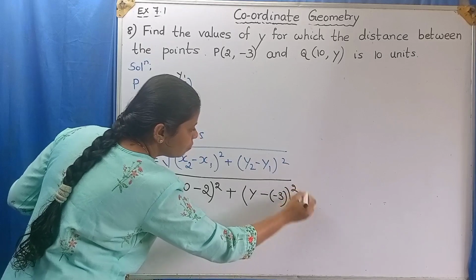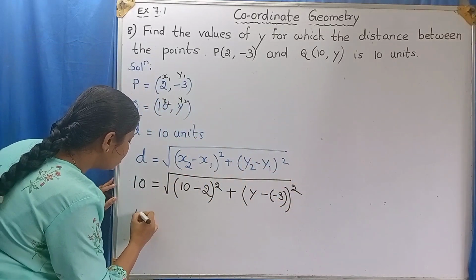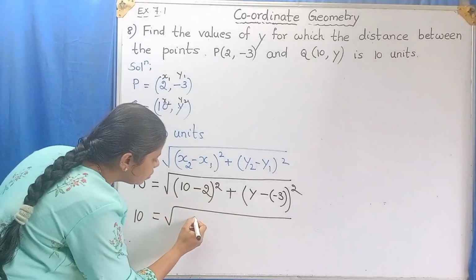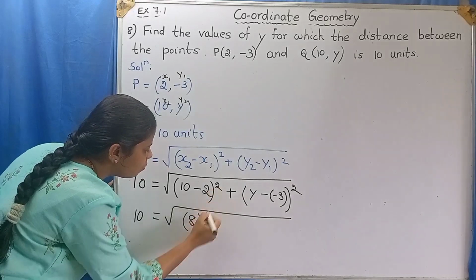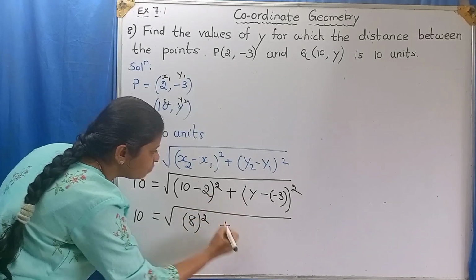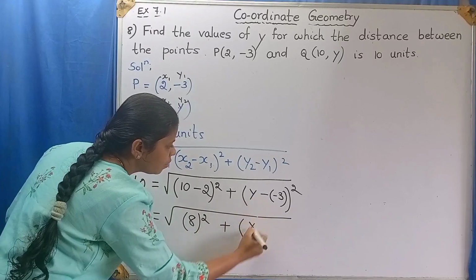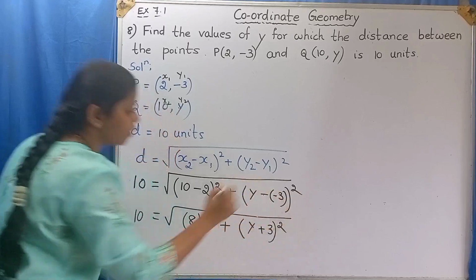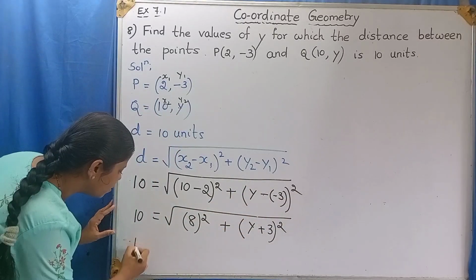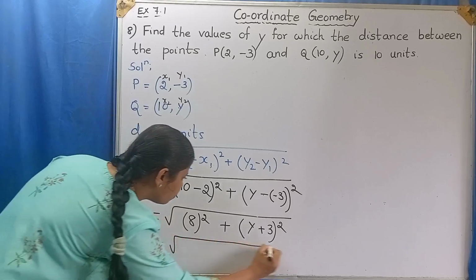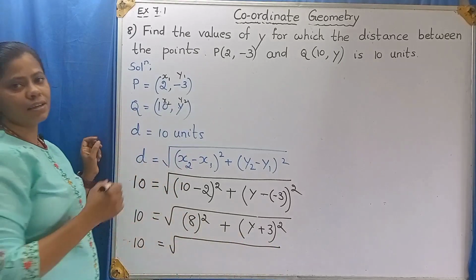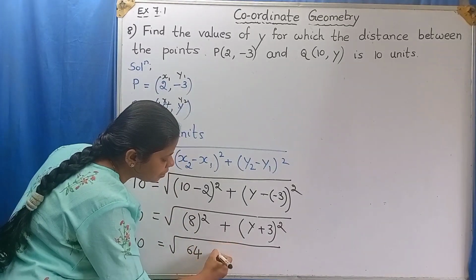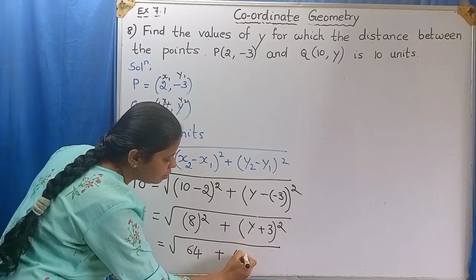Whole square. 10 is equal to the square root of, 10 minus 2 is what? 8. 8 the whole square, plus y, minus into minus is what? Plus 3. Plus 3 the whole square. Now, 10 is equal to the square root of 8 the whole square, which is 8 into 8, 64, plus (y plus 3) the whole square.